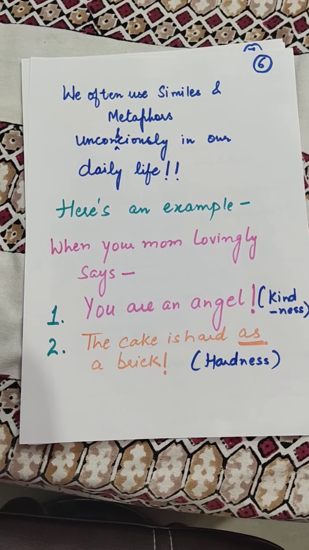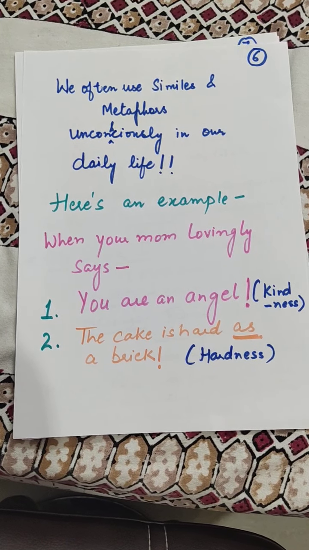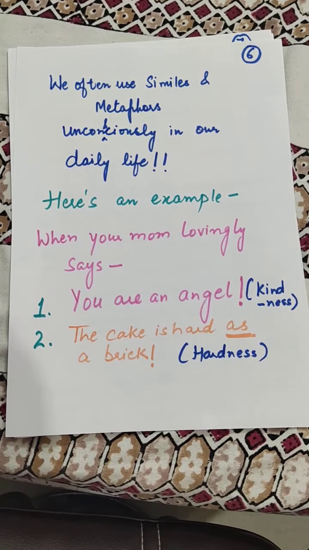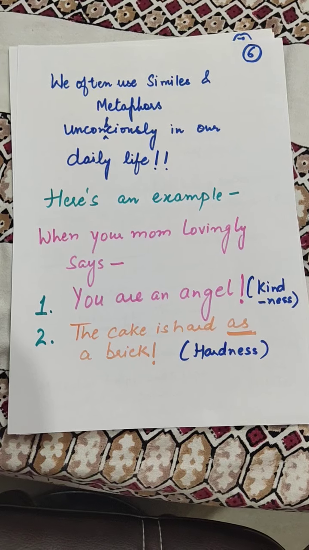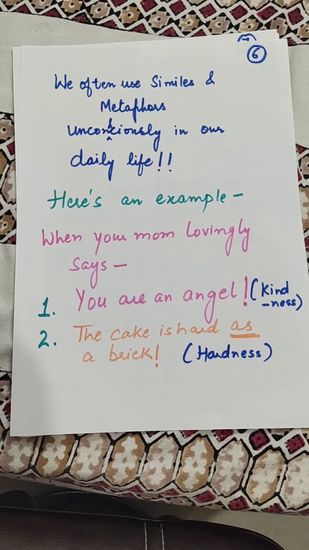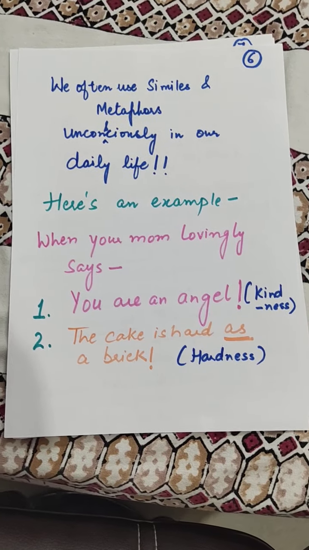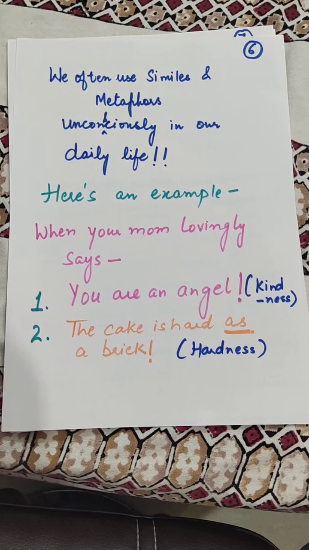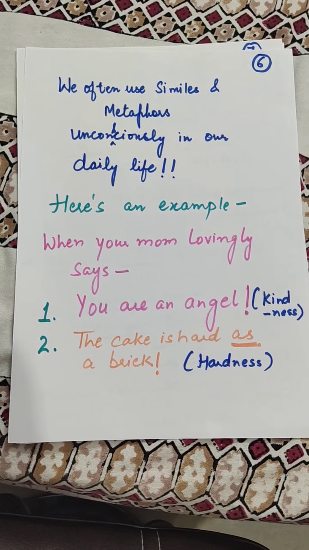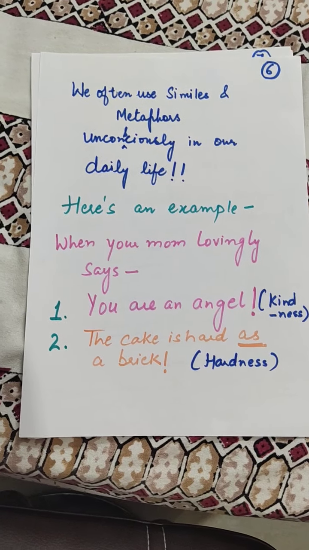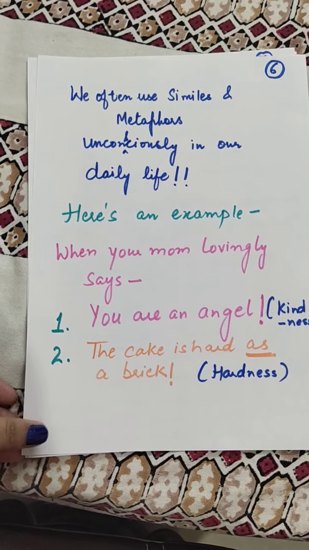So, here is an example. When your mom lovingly says you are an angel, it does not make you an angel, right? It means that you are as kind, as loving as an angel is. Similarly, the cake is as hard as a brick, right? So often your mama would use such words, or she would say many things in comparison. Here, the cake's hardness is compared to a brick. The usage of the word as clarifies that it is a simile, whereas the lack of words as and like in the first example shows that it is a metaphor. I hope it is clear.